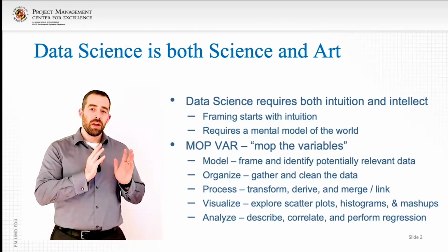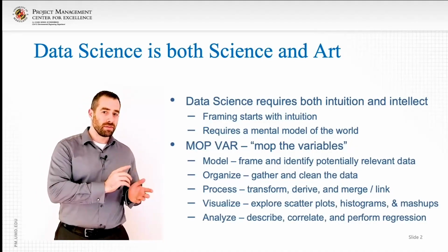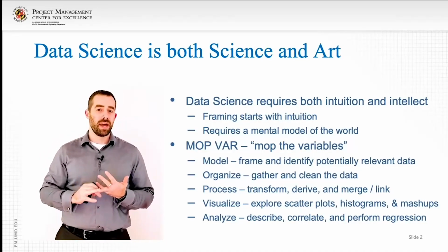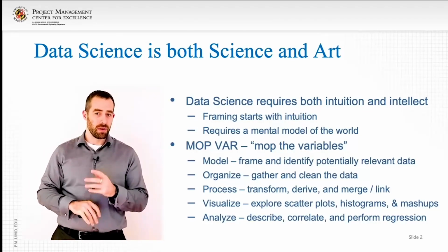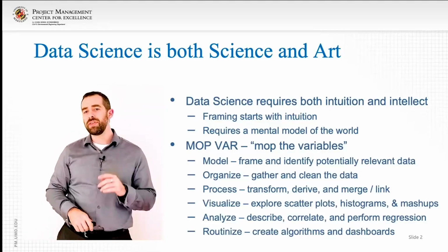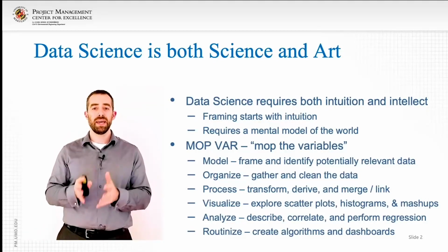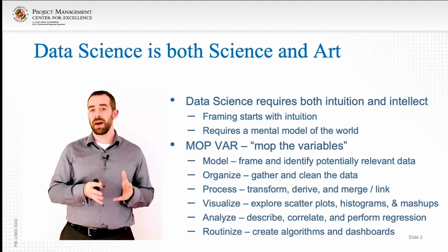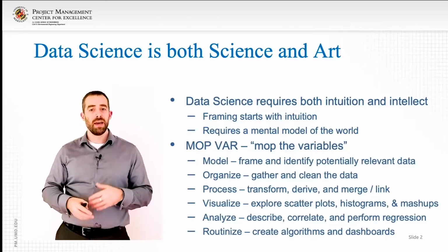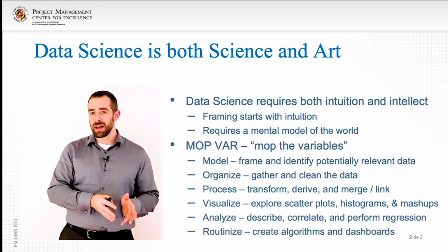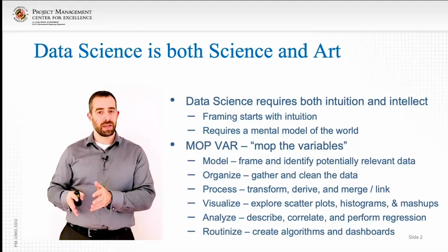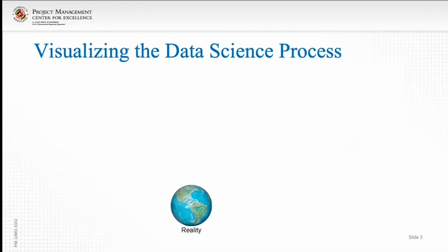Analyze is where you have the whole process of describing and then correlating and then performing regression and then potentially developing finally a factored down model. And we're going to talk about that as well. And then the last step is routinizing. Routinizing is about taking that data and turning it into some kind of visual dashboard or product that you can use again and again. So mop the variables. Mop is all about cleaning up. Variables is all about doing analysis. MOP-VAR. Now, to get started, let's take a look at how visualizing the data science process really works.